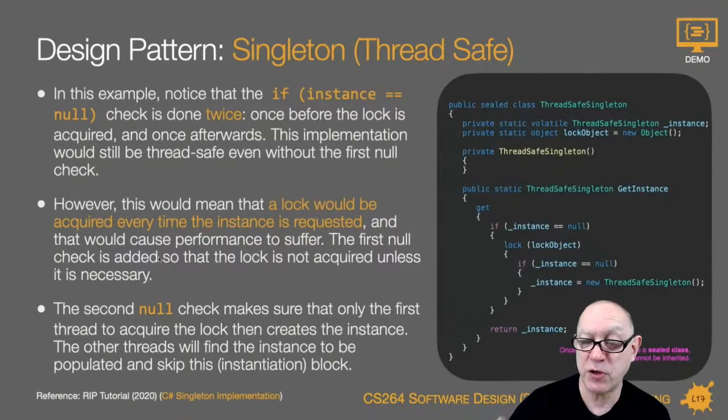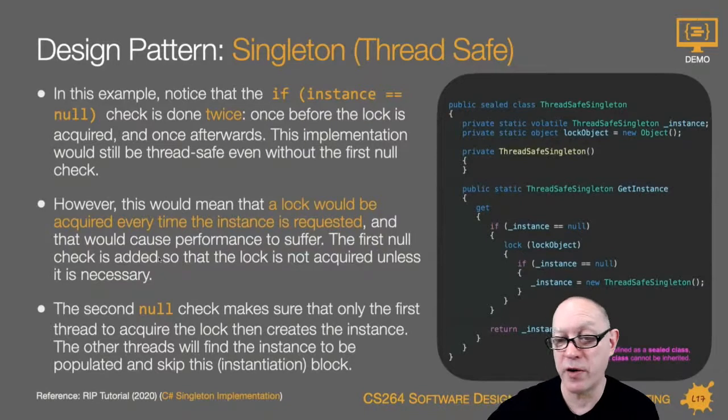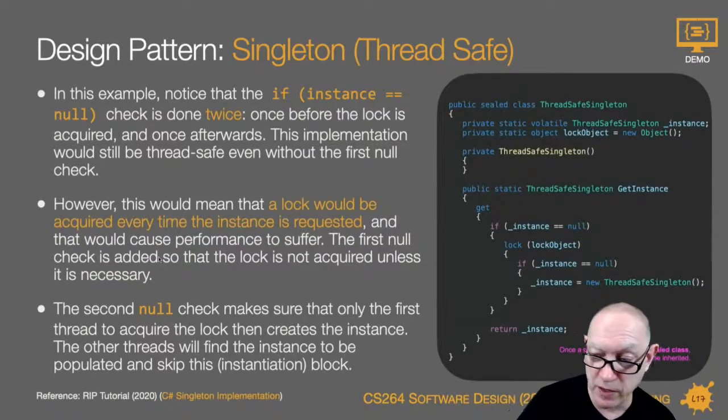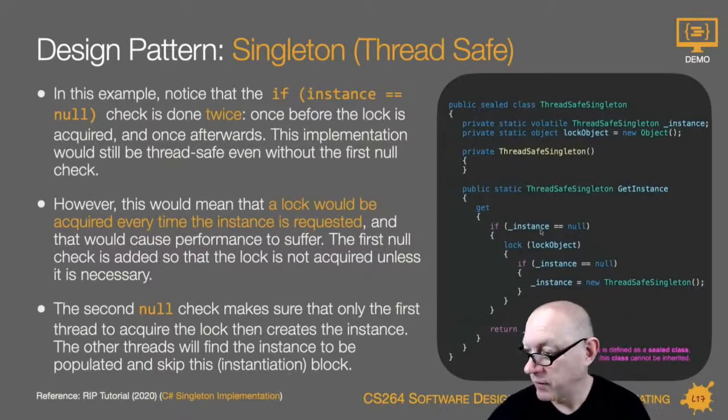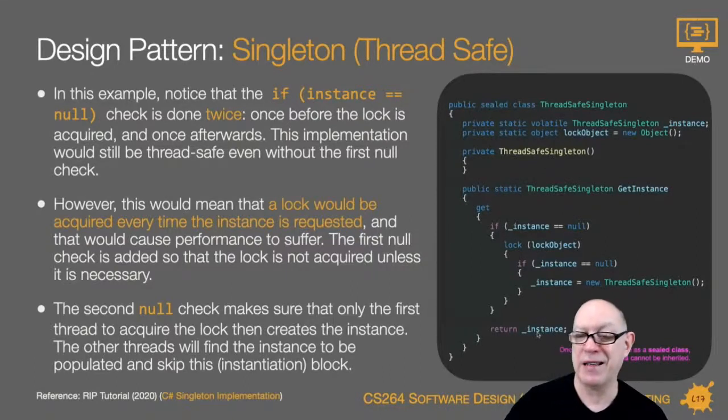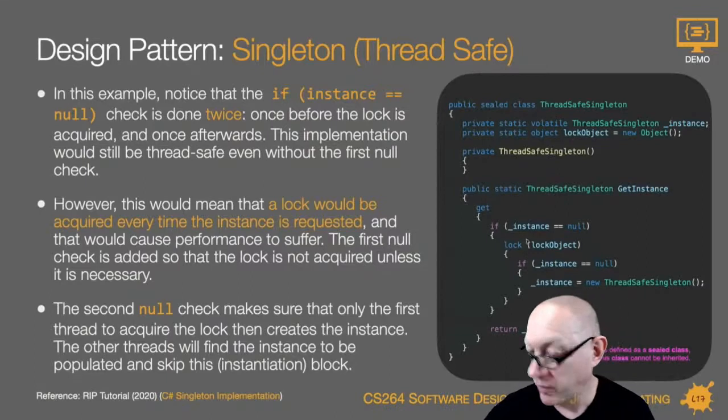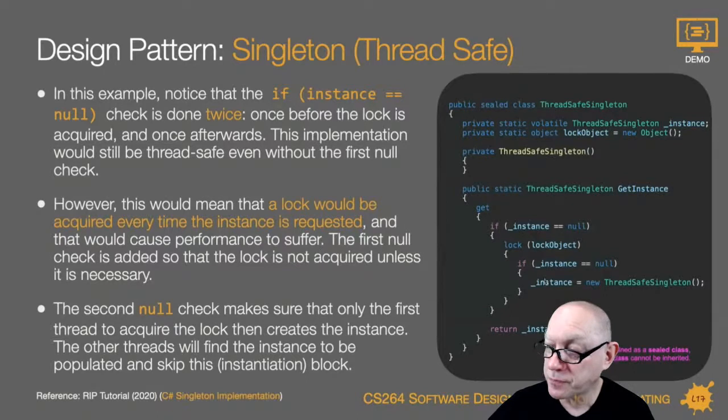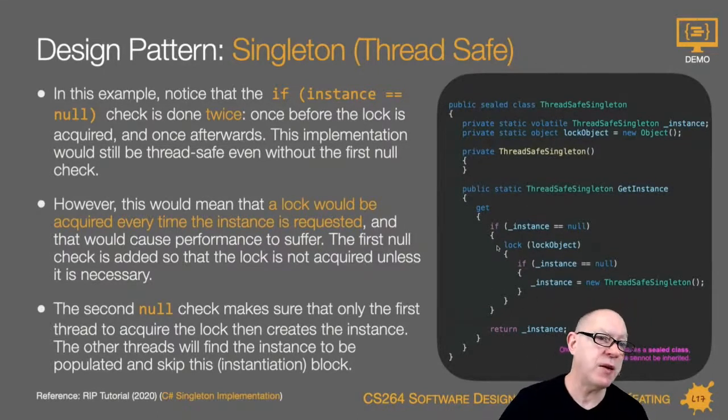So the first null check is added so that the lock is not acquired unless it's necessary, and the second null check makes sure that only the first thread to acquire the lock creates the instance, and the other threads will find the instance. They'll find it because this won't be null, and then the instance will be populated, and they can skip that instantiation part. Once this is done, it just helps speed things up.